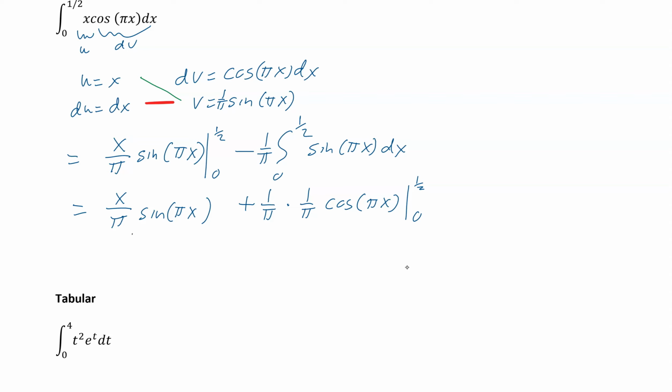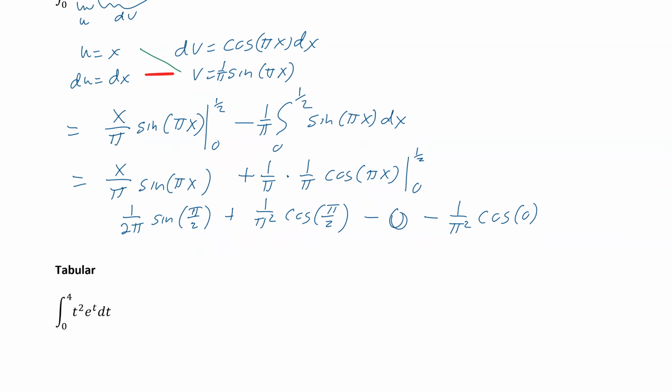So this would be 1 over 2 pi sine of pi over 2 plus 1 over pi squared cosine pi over 2. And then the next one would be minus. If we plug 0 into the first, it doesn't matter because that's a 0, so it's gone. Minus 1 over pi squared. But cosine of 0 is 1, so we will actually have to figure that one out.